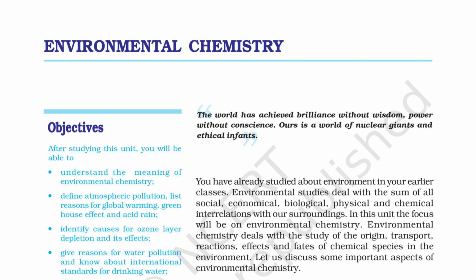Let us discuss some important aspects of environmental chemistry. Environmental pollution. Environmental pollution is the effect of undesirable changes in our surroundings that have harmful effects on plants, animals and human beings. A substance, which causes pollution, is known as pollutant. Pollutants can be solid, liquid or gaseous substances present in greater concentration than in natural abundance and are produced due to human activities or due to natural happenings.